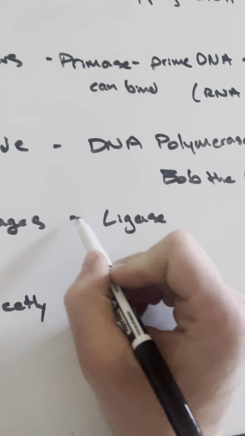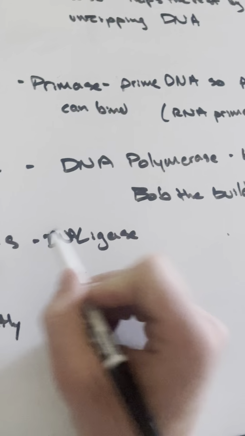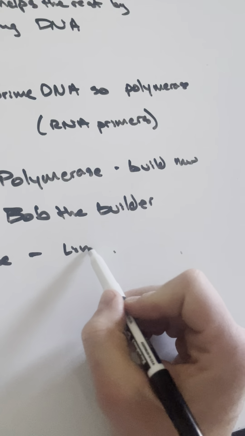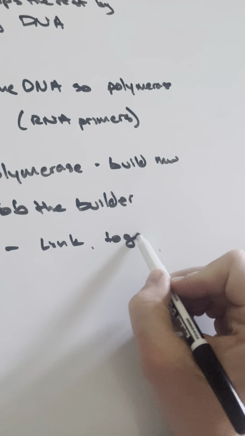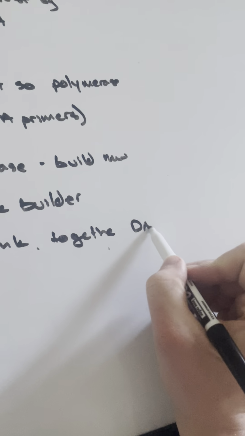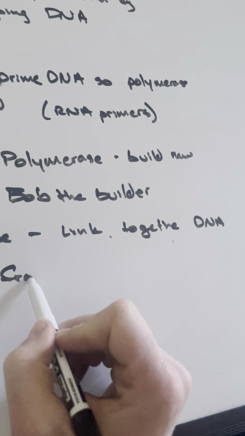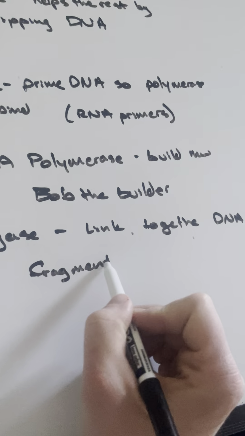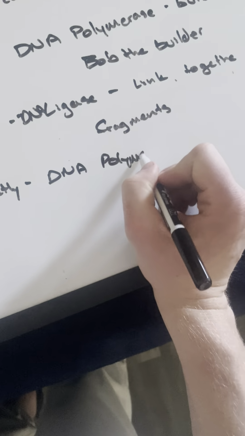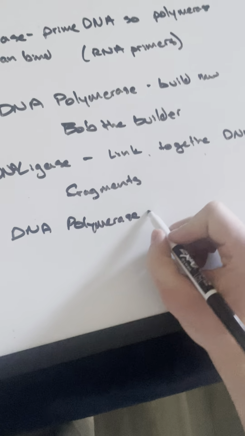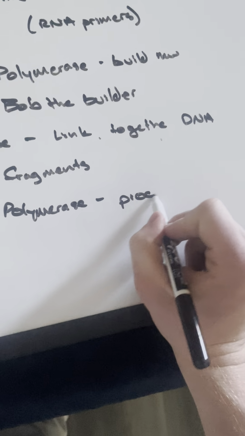Linkages. This is going to be ligase. DNA ligase is going to link together DNA fragments. And that's going to happen on the lagging strand because you get those Okazaki fragments. And then perfectly, this is also going to be DNA polymerase. And it's going to be perfect because it's going to proofread.